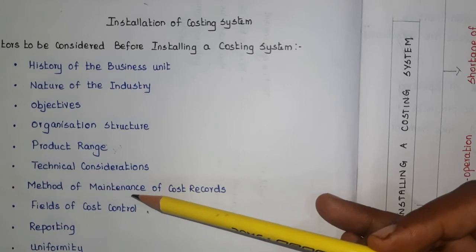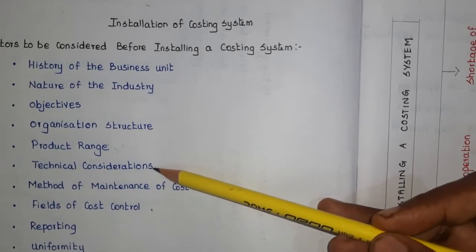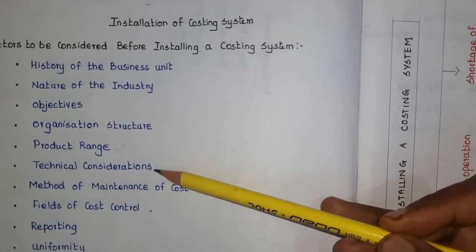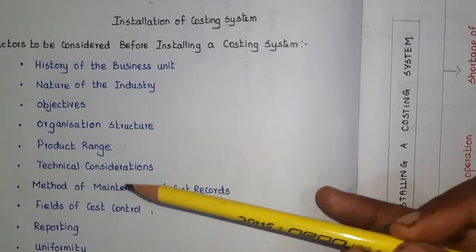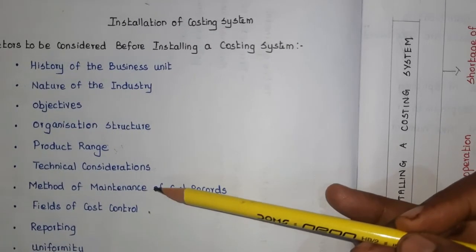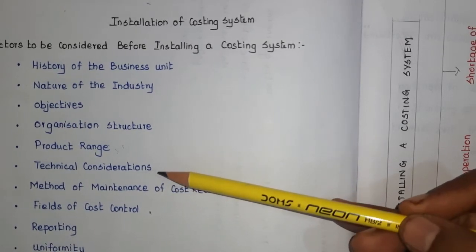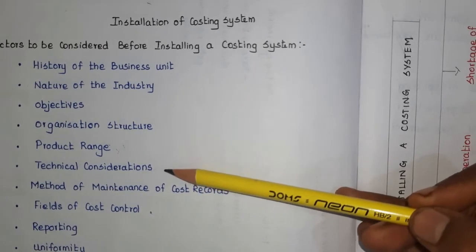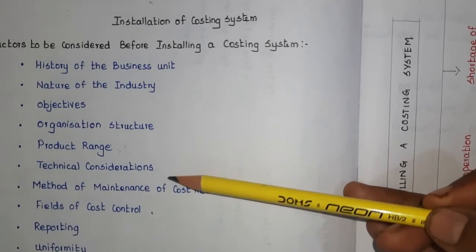The next point is technical consideration. Here, this is another important factor that influences the installation of cost accounts, which includes size, layout of the factory, the existence of production and service departments, flow of production, capacity of machines, degree of mechanization, existence of laboratories, internal transport and material handling equipments, production control techniques and inspection, testing of materials and also the finished goods.